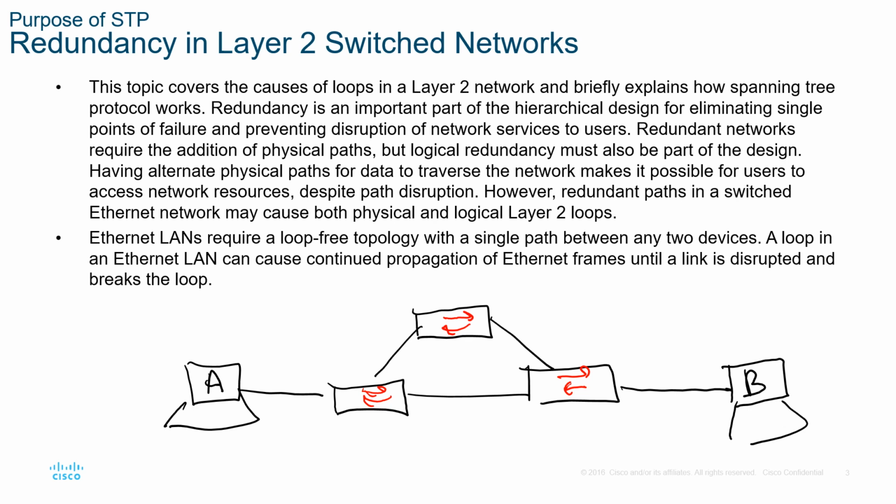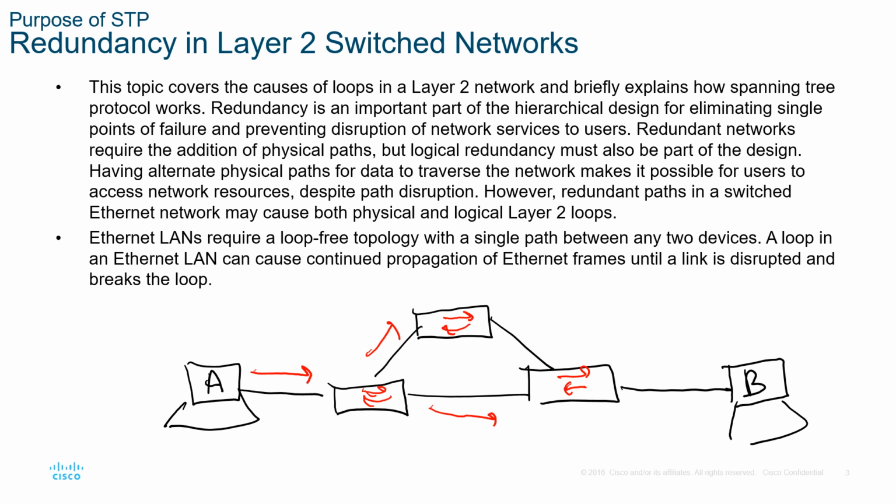Redundant networks require the addition of physical paths, but they also require logical redundancy, which is part of the design. For example, in this diagram, you have two PCs, A and B, and then we also have three switches. To say that we have a redundant network means if we would like to send a packet from PC A, you have an alternative path to go to PC B. You can add an additional link for creating a new path to the destination.